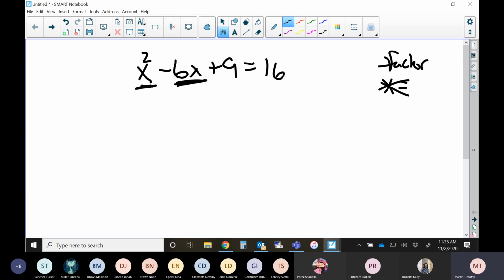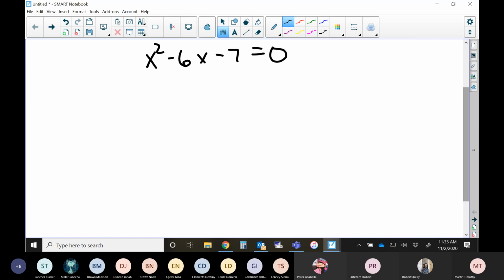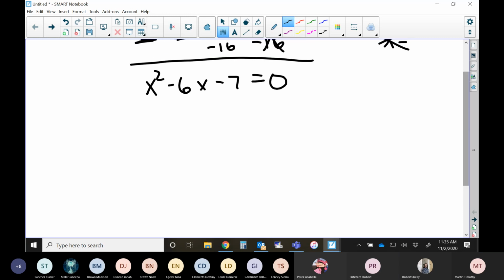The way that we solve by factoring has got to be set equal to 0. So how can I set this equation equal to 0? Minus 16 to both sides. Does everybody understand that step? Yeah. Then the next thing is to factor.